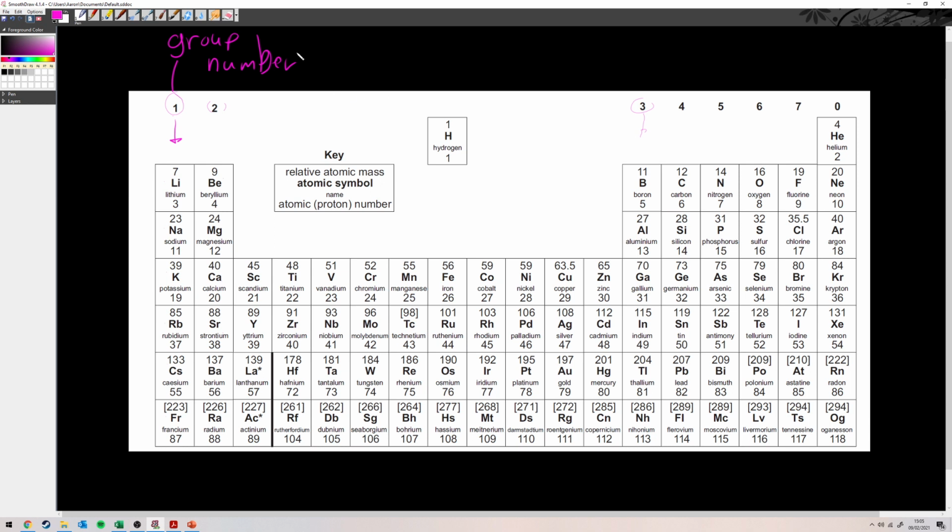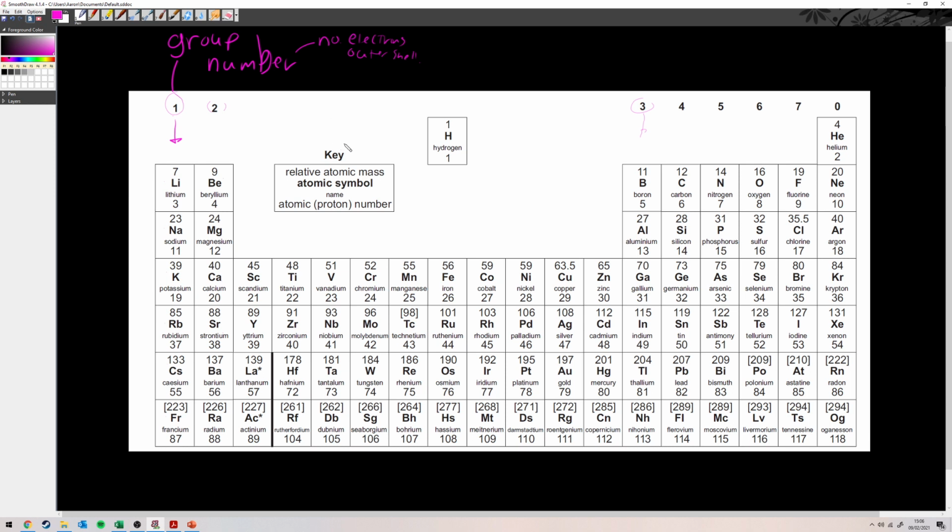Actually, what do the groups tell you? They tell you the number of electrons in the outer shell. We'll talk about that later and why that's important later.